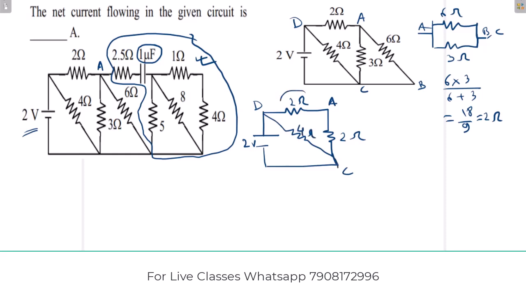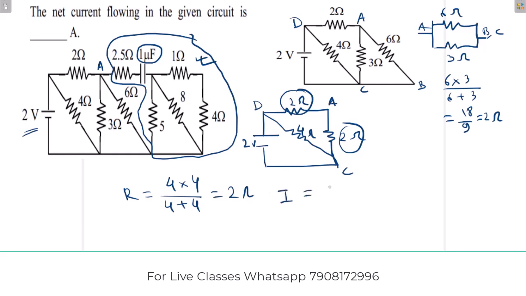Now these 2 ohm and 2 ohm are in series, so 2 and 2 is 4, and this 4 ohm is also in parallel. So the total resistance of the circuit is 4 ohm and 4 ohm in parallel, that is 4 into 4 divided by 4 plus 4, 16 by 8 is 2 ohm. The total resistance of the circuit is 2 ohm.